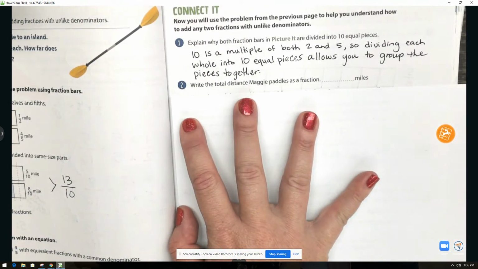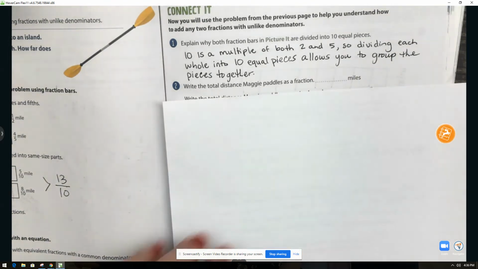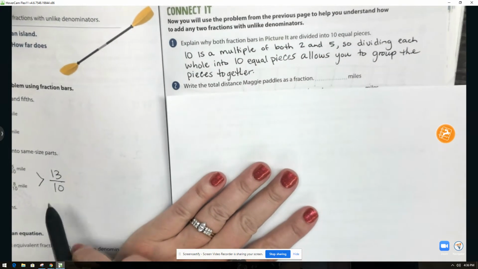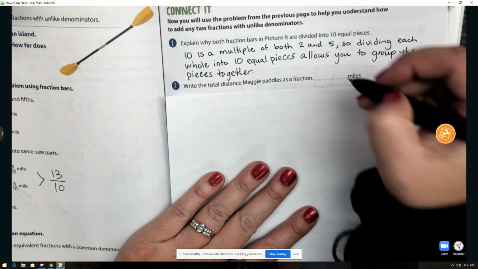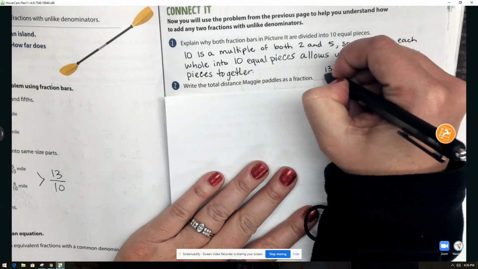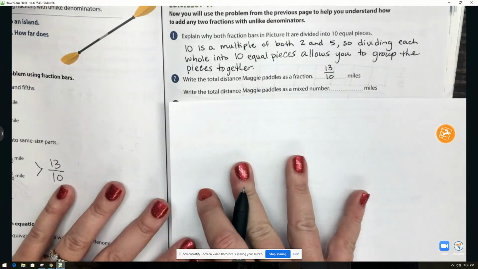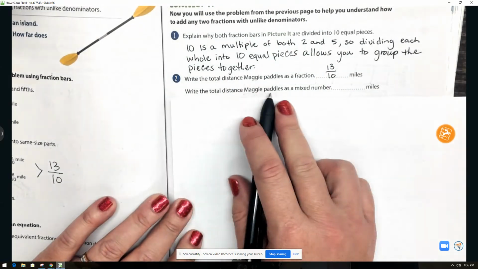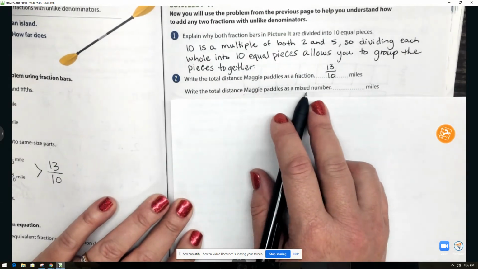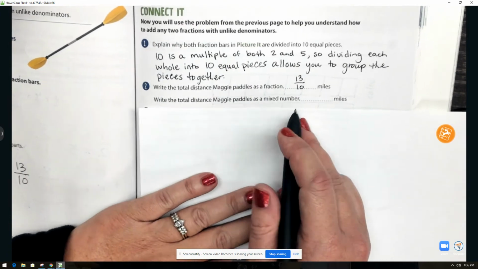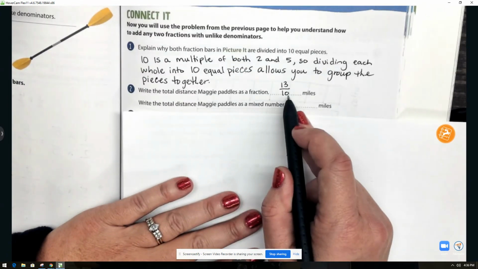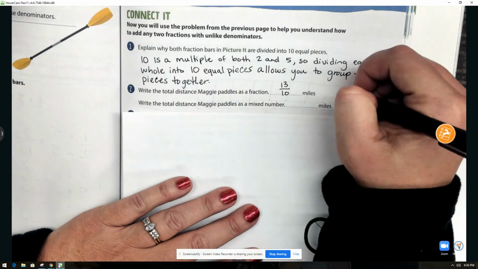What was the total distance Maggie paddled as a fraction of miles? We know over here that she paddled 13 tenths. Now, write the total distance Maggie paddled as a mixed number. So I promised you I would show you how to make this into a mixed number.